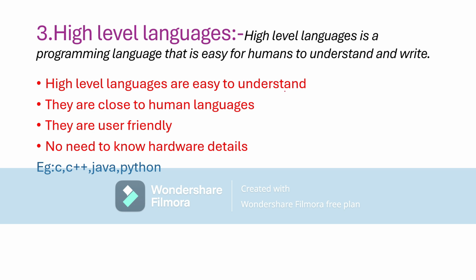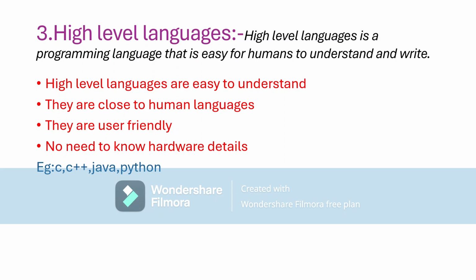High level languages are easy to understand. They are close to human languages. They are user friendly. No need to know hardware details. Examples: C, C++, Java and Python. They are not machine dependent and can run on different systems.